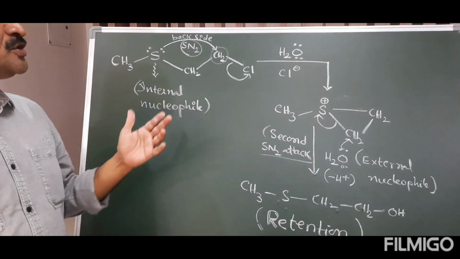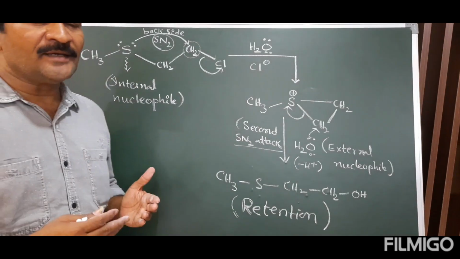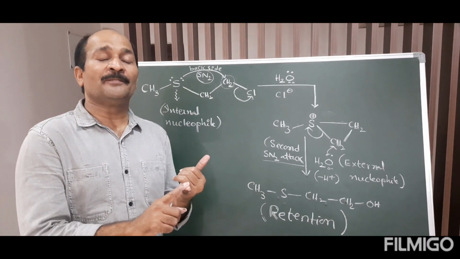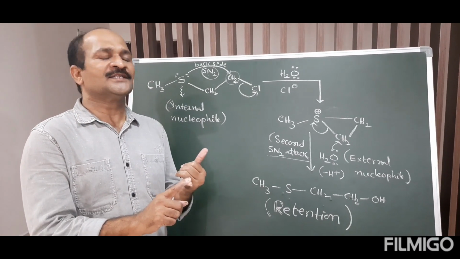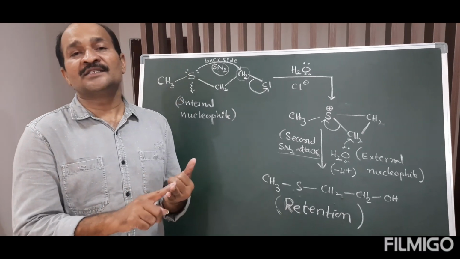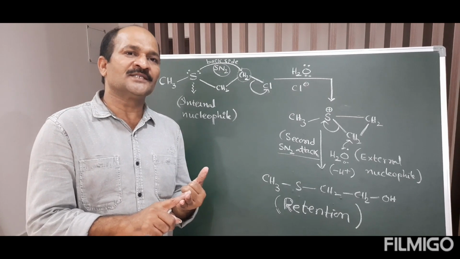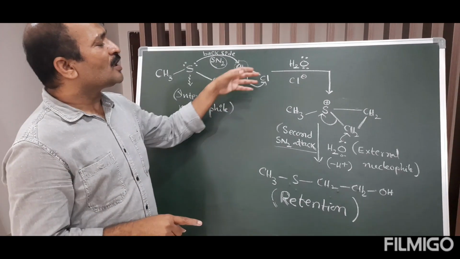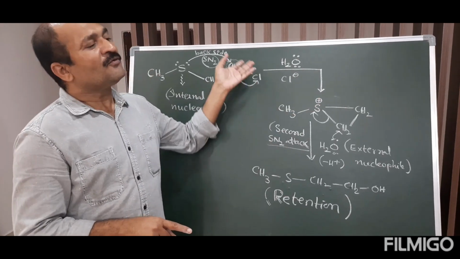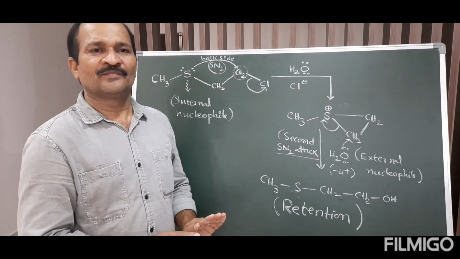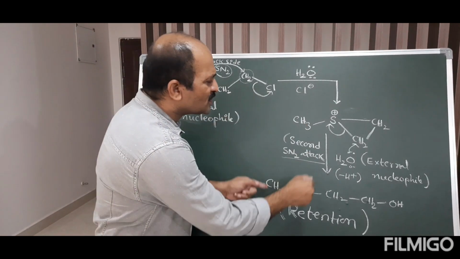So in an NGP reaction, I am recalling, one is the internal nucleophile that causes the first backside attack by SN2 mechanism, and the second one is the external nucleophile that causes backside attack by SN2 mechanism. In both cases, inversion will take place. If the given carbon has chirality, finally the configuration of the carbon will be retained. So students have to remember this point.